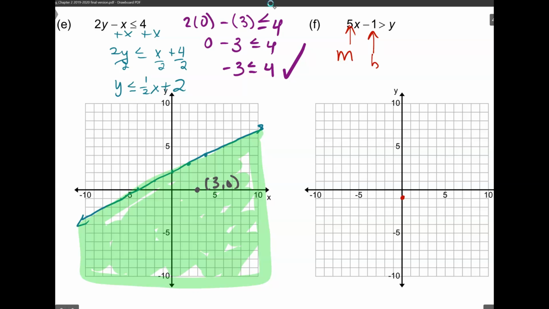5, yep. So rise of 5, 1, 2, 3, 4, 5 over 1. Let's see, down. So I have to continue. So I'm going to just maybe draw some dashes in between because these are pretty sparse. Just to make sure.